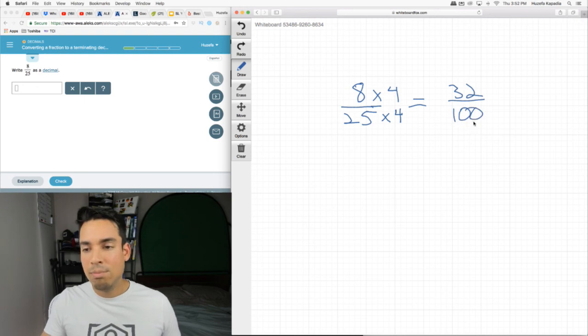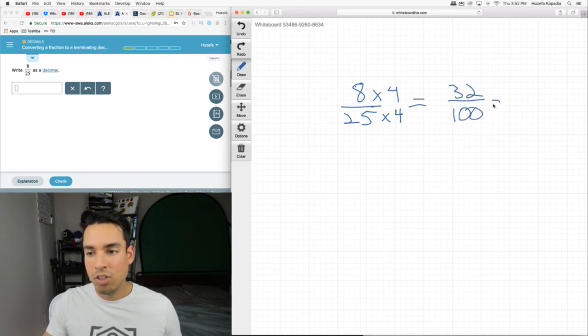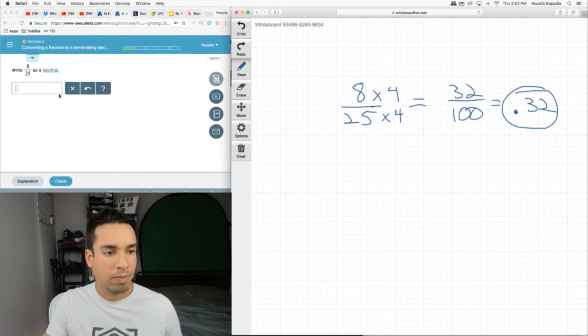The reason why this is nice is because now we can be like, well, wait a minute, this is 32 over 100. That's just represented as 32 hundredths, or 0.32. Right? Dividing by 100, we can think about it as moving the decimal twice to the left, which this is. Or we just know that 32 over 100 is 0.32.